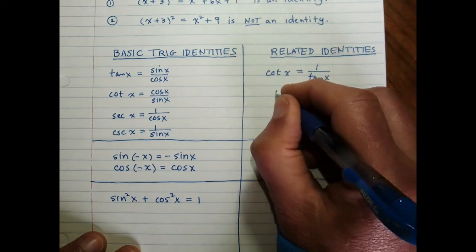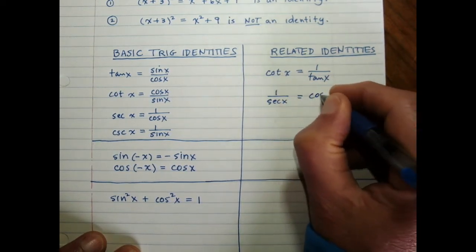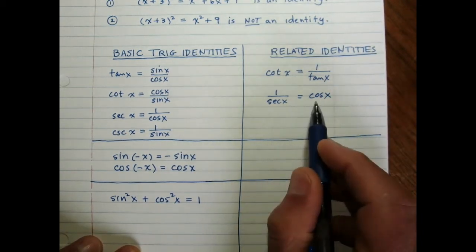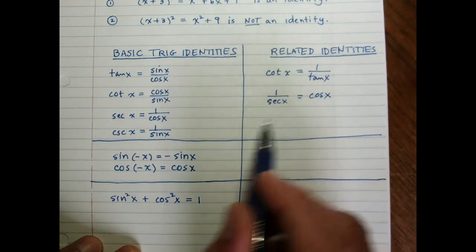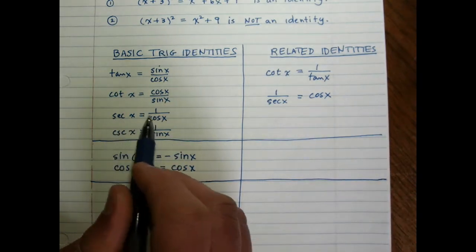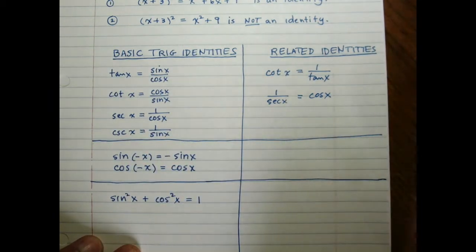Another example might be 1 over secant x equals cosine x. When both sides are defined, that's always going to be true for any value of x. Now we're used to saying secant is 1 over cosine, but that's related to this relationship that 1 over secant would be cosine, at least when 1 over secant is defined.